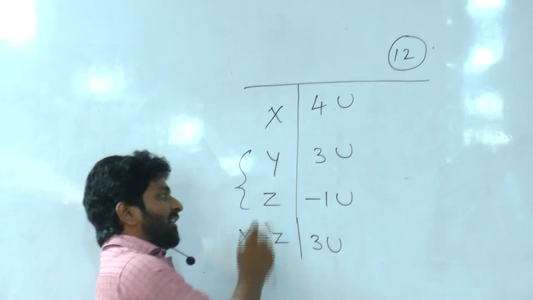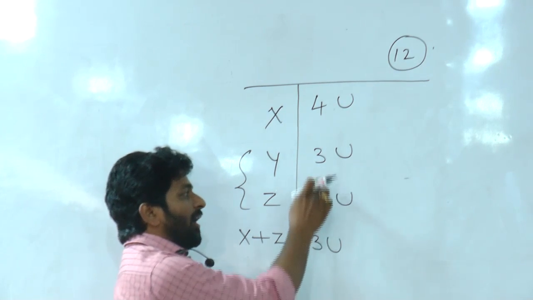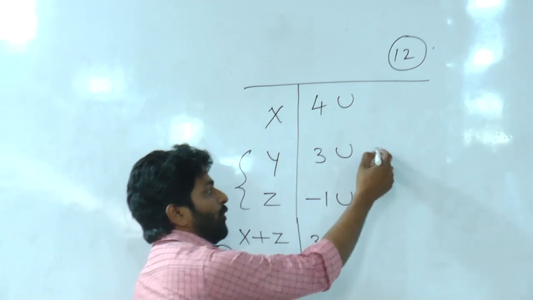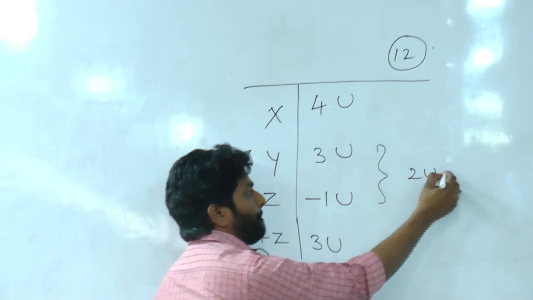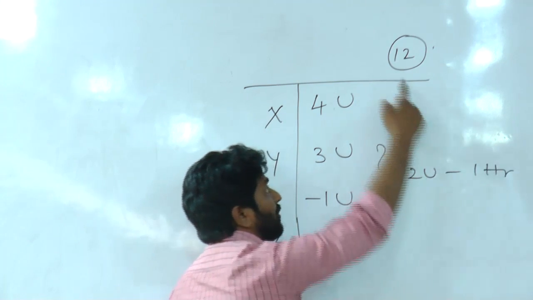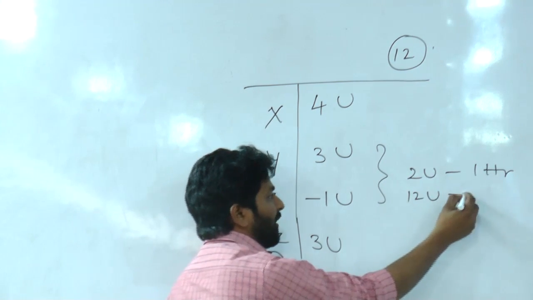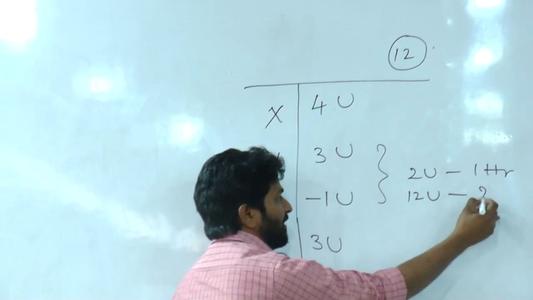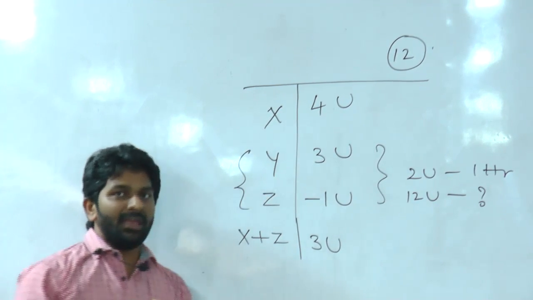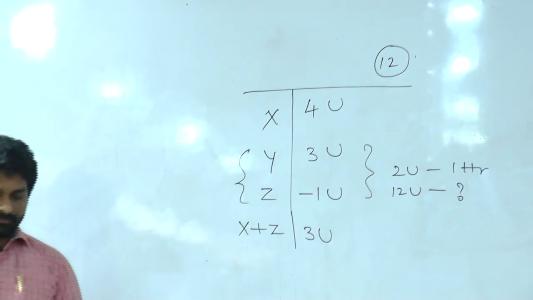When Y and Z are there, Y and Z together can do 2 units per hour to fill the tank completely. To fill 12 units, the time taken by Y and Z is 6 hours.